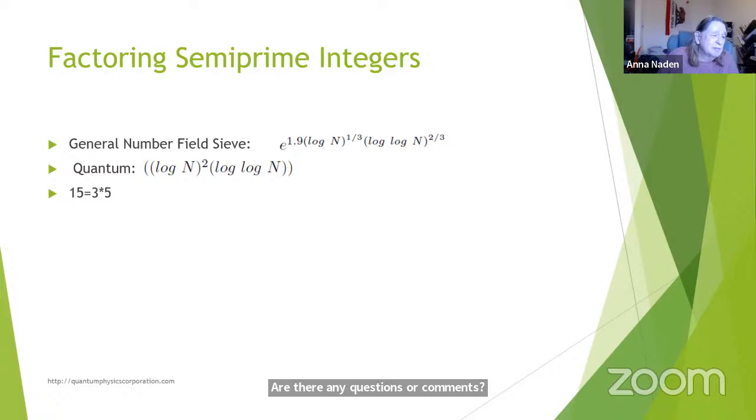So these are the complexities, the numbers of steps required to factor a semi-prime integer. A semi-prime integer, these are the ones we're concerned with. They're the products of two primes. So the best known classical algorithm is called the general number field sieve. And it's a little hard to see, but n is the size of the integer. So log n is proportional to the number of digits. So the amount of work that you have to do is exponential in the number of digits. But with a quantum computer, it's more like the square of the number of digits, and that makes it practical.